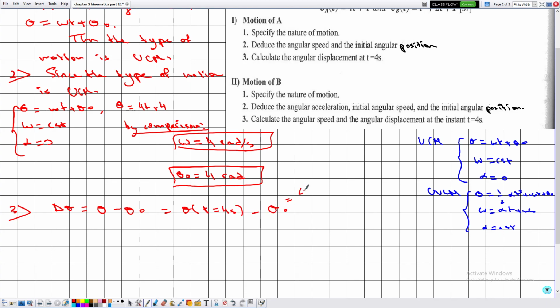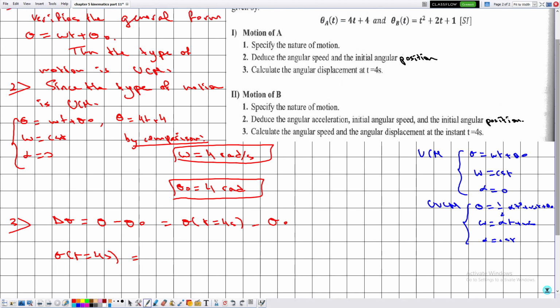Theta 0 is equal to 4 radians. Now theta at t equal to 4 seconds: we replace time by 4 seconds, we have 4 multiplied by 4 plus 4, so this is 16 plus 4, which is 20 radians. Now this is equal to 20 minus 4, which is equal to 16 radians. So this is it for part 1, the motion of A.